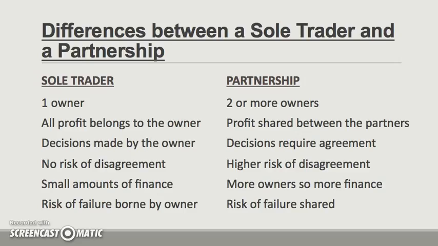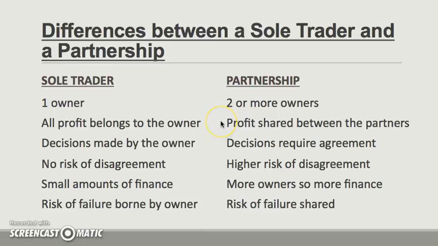Well, with a sole trader, there is only one owner. And because there's only one owner, all the profit belongs to that one owner. And the decisions are made by that owner. There's going to be no risk of disagreement at all. But over here with a partnership, there are two or more owners. Business studies textbooks say between 2 and 20, but in reality there can be many more than 20 partners.